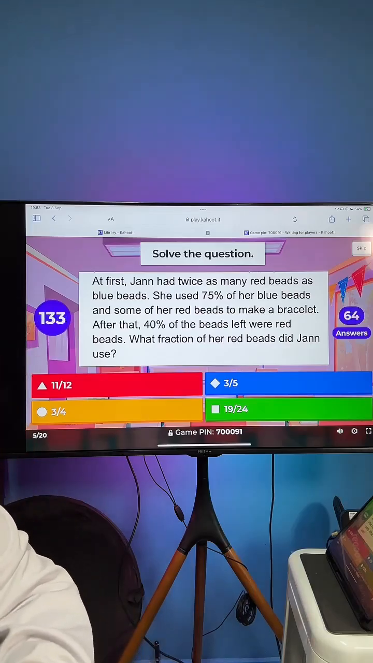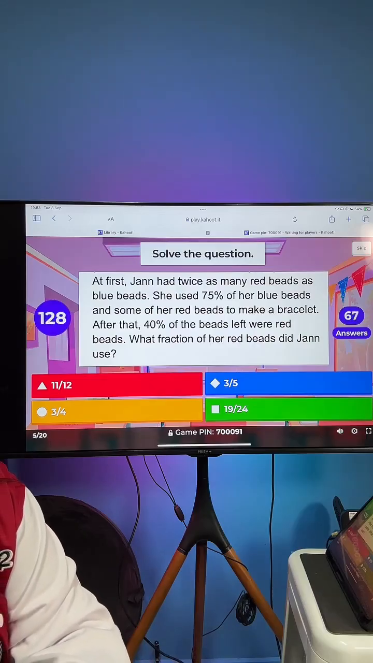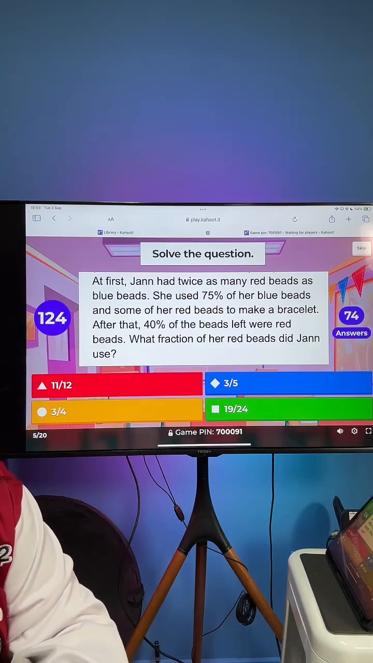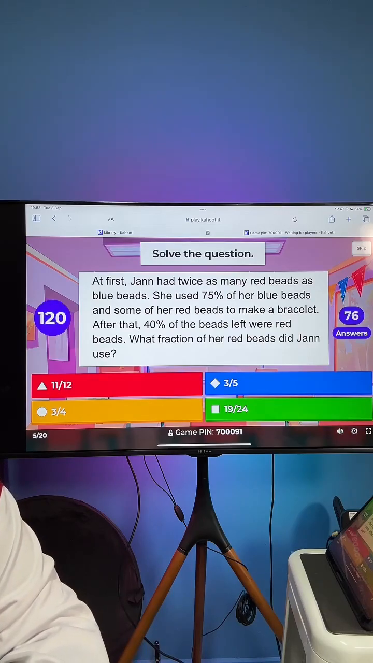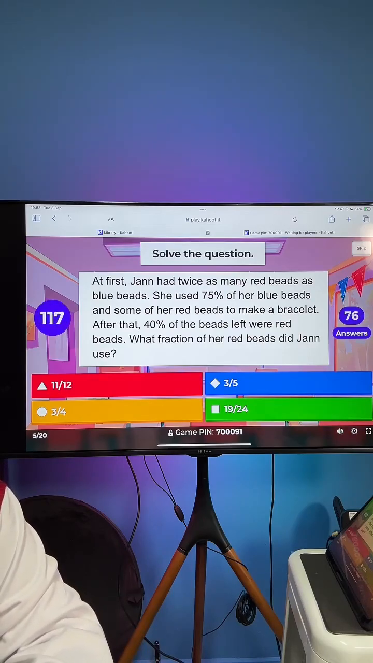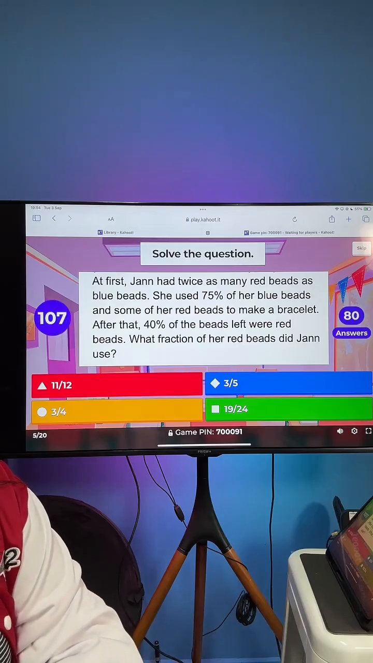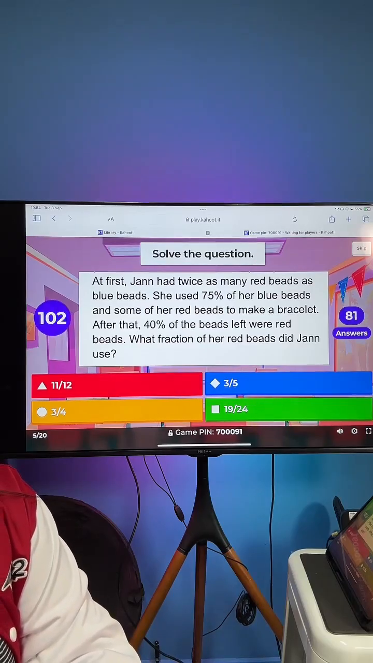Alright, this is double points here. This is from a 2024 prelim question. If you are in P5, you can try this as well, no problem.